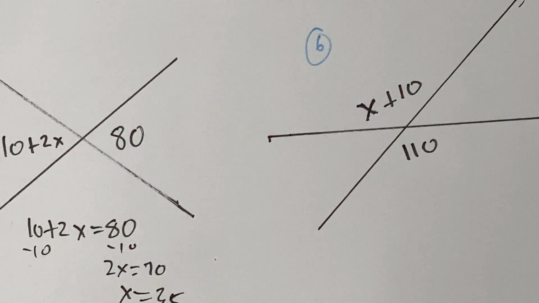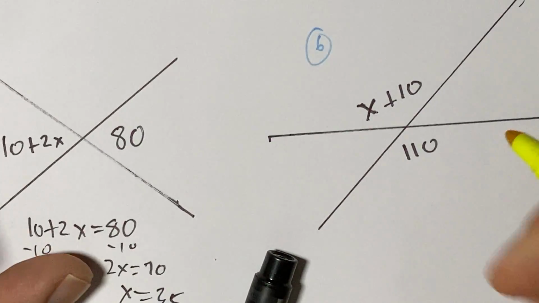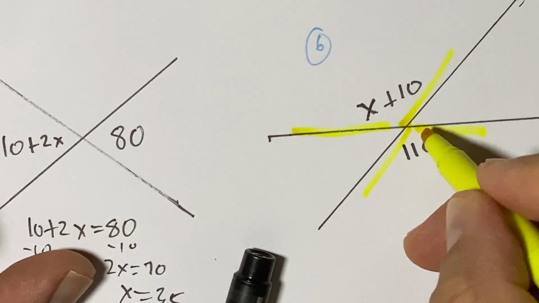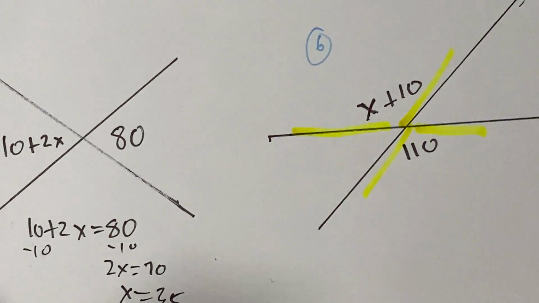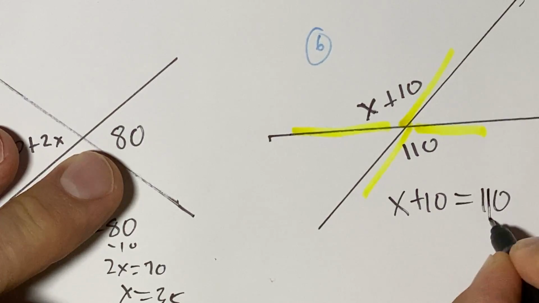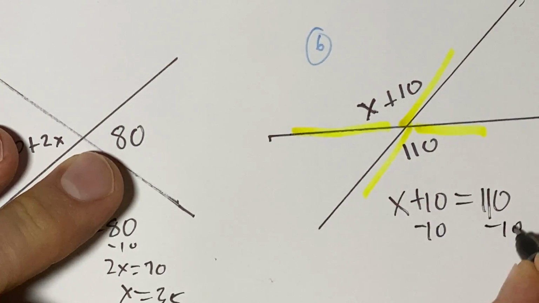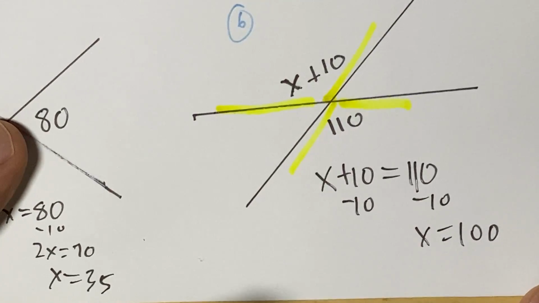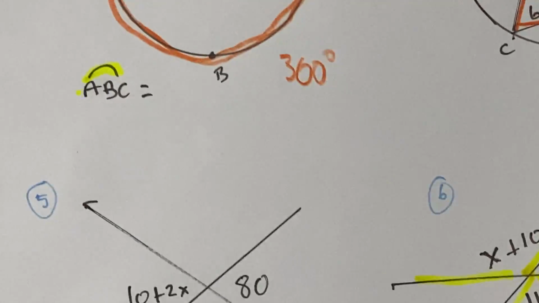So up here we also have vertical angles. This angle here will flip over to this one exactly the same. So x plus 10 equals 110. We subtract 10 and we get 100. So those are the slightly more complicated ones with algebra, but there's one of each.